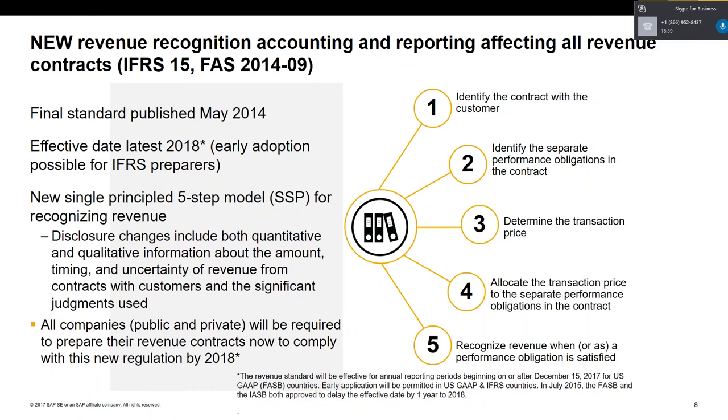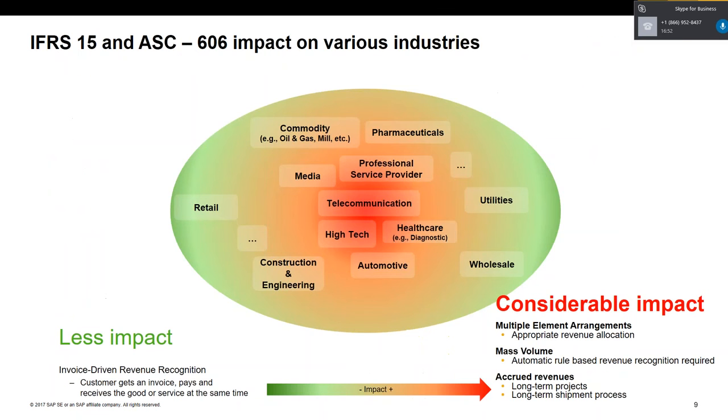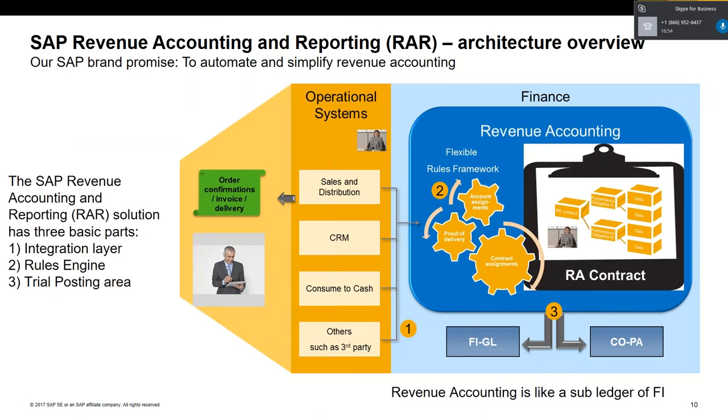The solution covers the 5 steps, and it can do both the current accounting and is built for the new accounting. But it's not going to do everything, right? That's one of the things a lot of customers ask us about: if I'm starting my assessments now, what can I get out of RAR by the end of the year? And we'll talk a little bit about this.